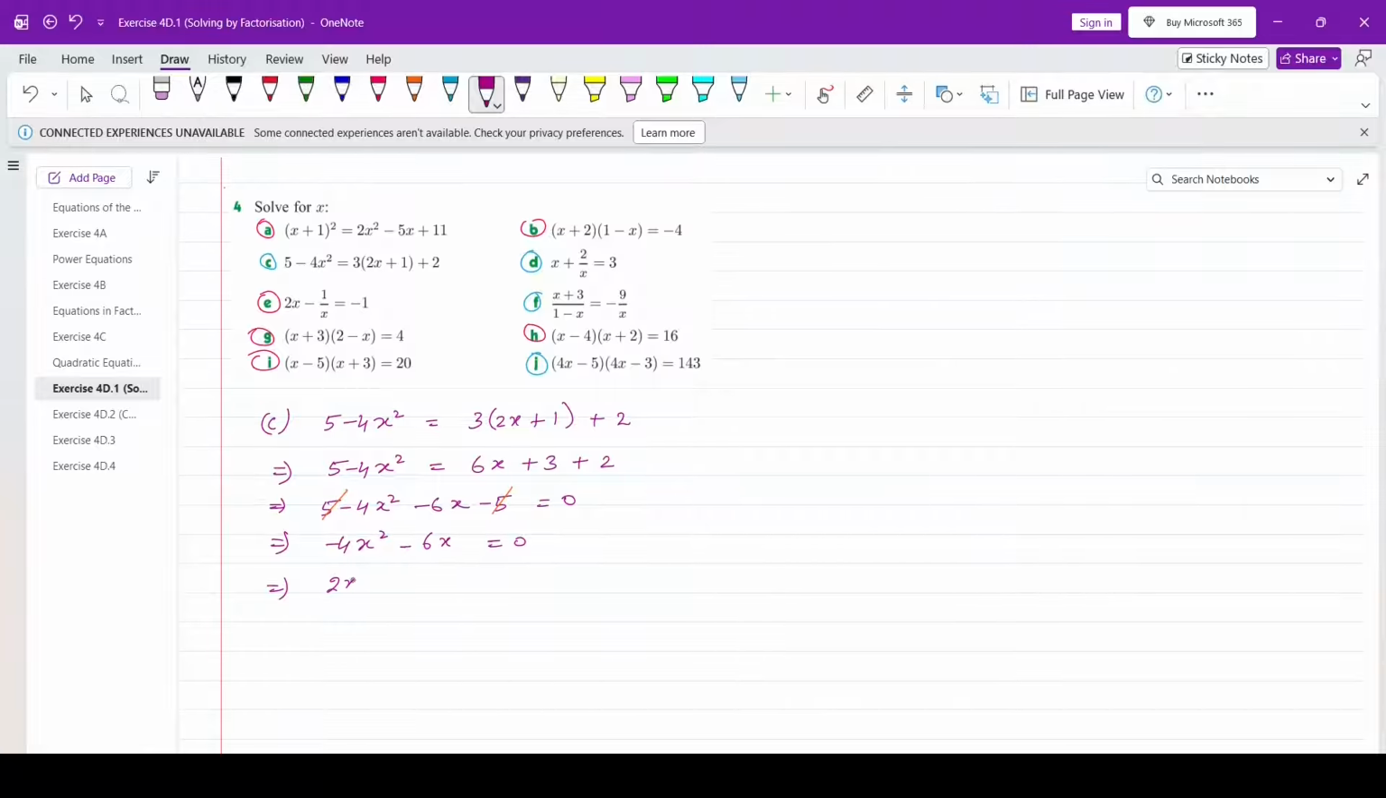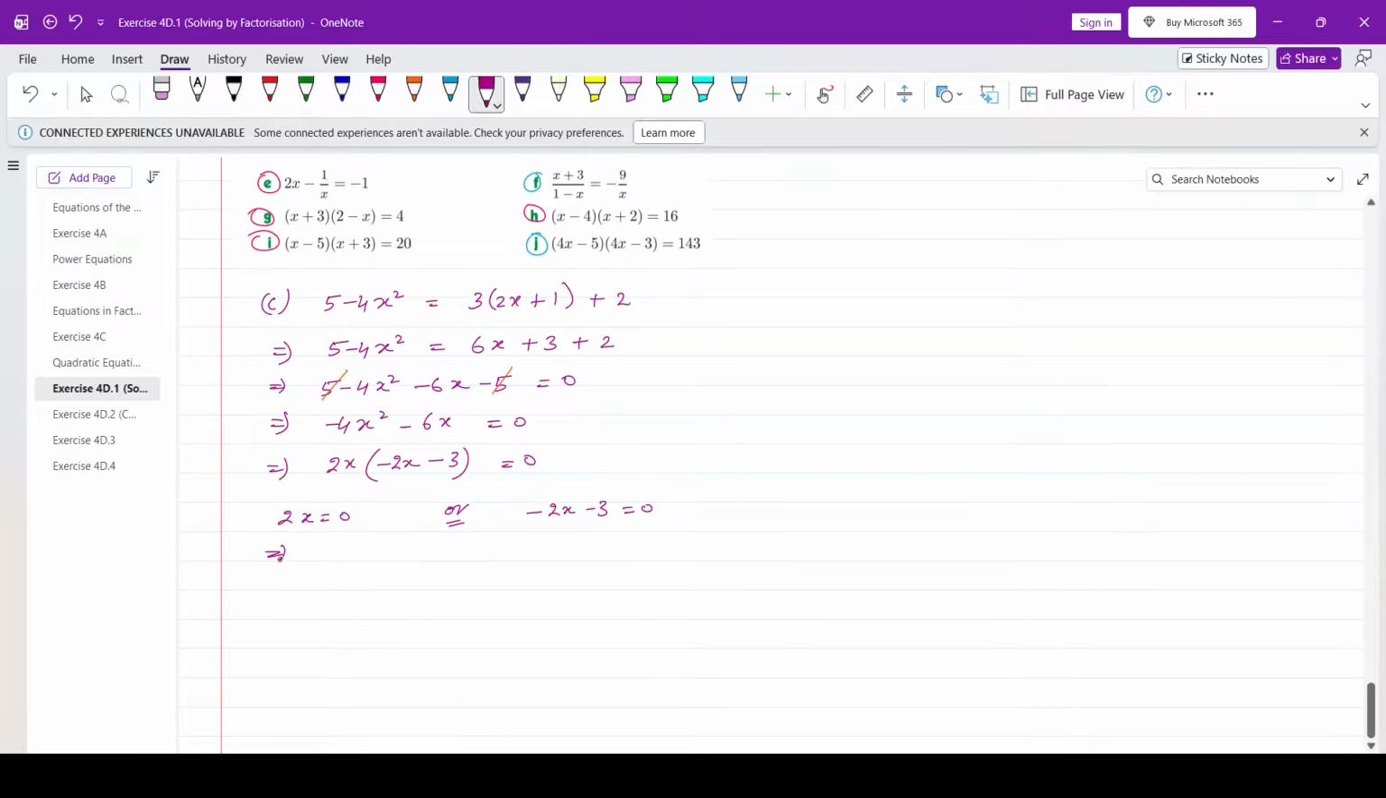Taking 2x common, we get negative 2x and minus 3. So from here we can say either 2x is equal to 0 or negative 2x minus 3 is equal to 0. From here x is equal to 0, and from here negative 2x is equal to 3 and x is equal to negative 3 by 2. Therefore x is equal to 0 or negative 3 by 2.